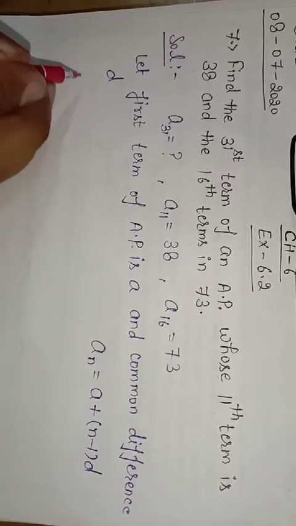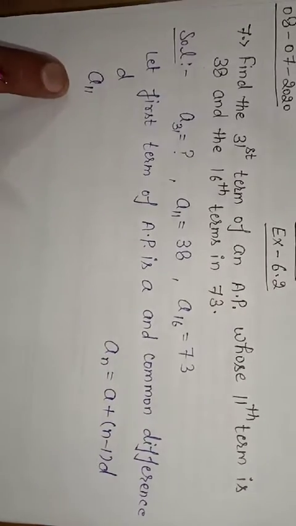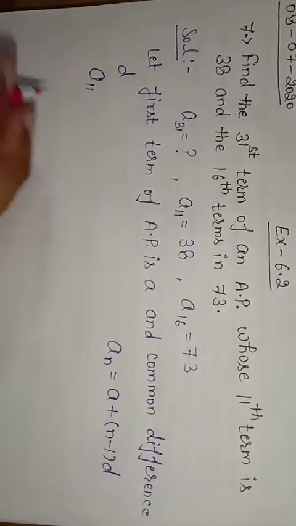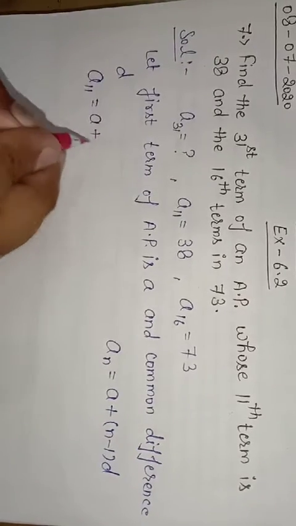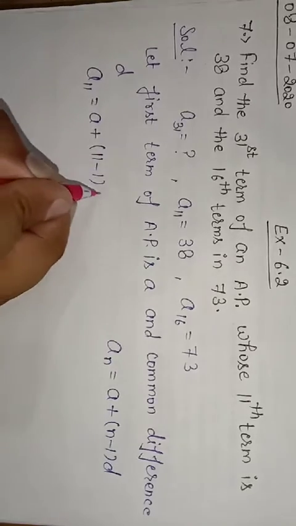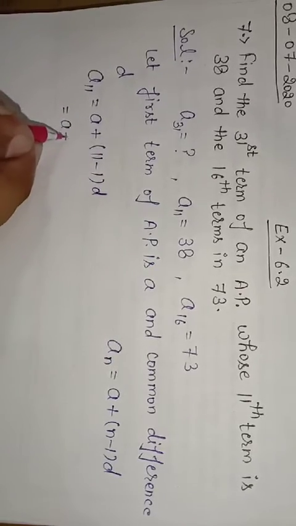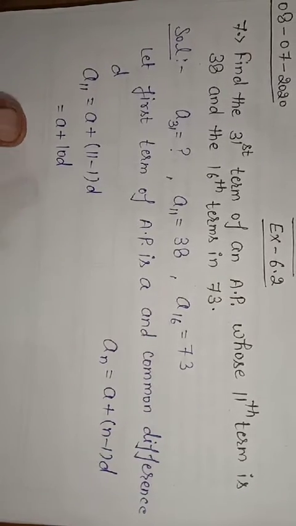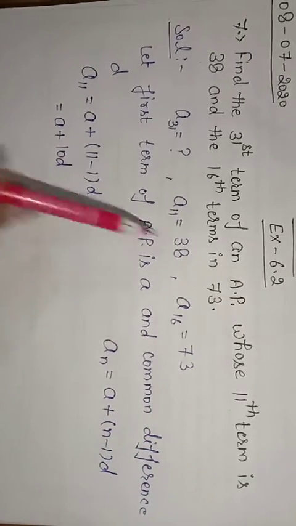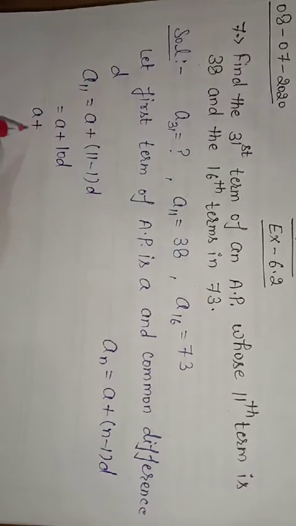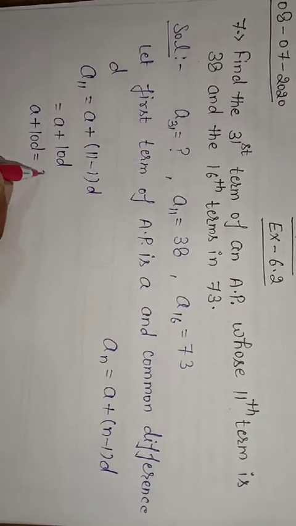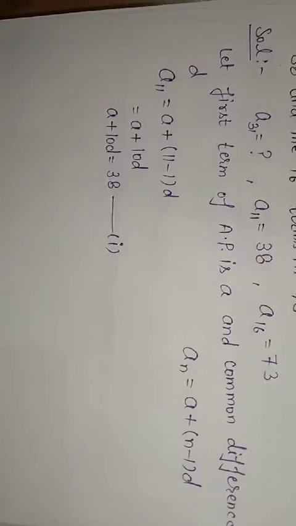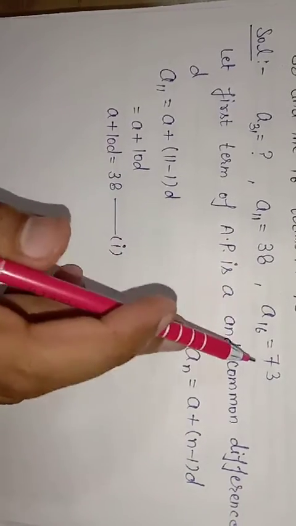Students, we find the 11th term. So the value of n is 11, the value of A is A and the value of D is D. So A plus 11 minus 1 into D, which is A plus 10D. Now we are given that the 11th term is 38, so A plus 10D equals 38. Consider this equation 1.